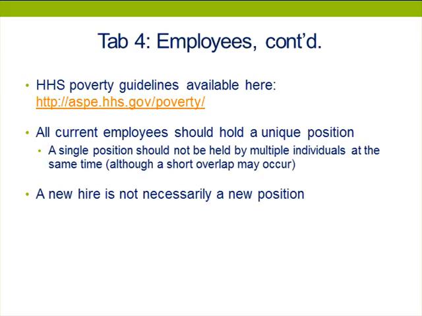So if you're not sure whether someone qualifies as low income, you can check the HHS poverty guidelines online at the URL in this slide, or you can ask your program specialist. As you fill out the Employees tab, it's important to note that all active employees should be associated with a unique position. So if someone leaves a job, they can be replaced, and you should record it there. And like I said before, not every new hire is a new position. So if you ever have questions about what to include on these tabs, contact us at the OCS registrar.